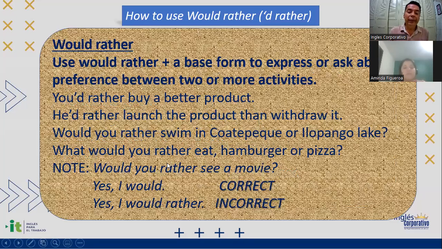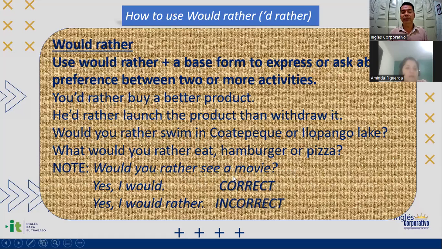Then, when you answer yes, no questions with would, this is the correct answer, Aminda. Would you rather see a movie? In this case, there are more activities implicit, right? Hay más actividades implícitas aquí. Ir a cenar, quedarse en la casa o ir a ver una película, okay?